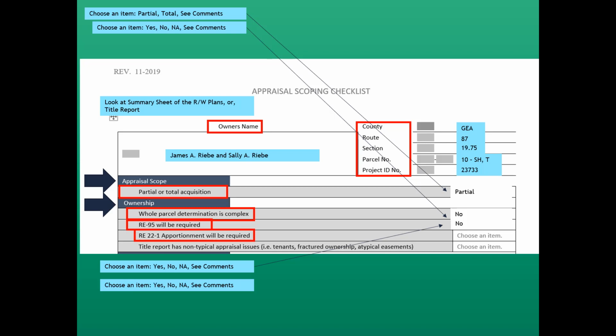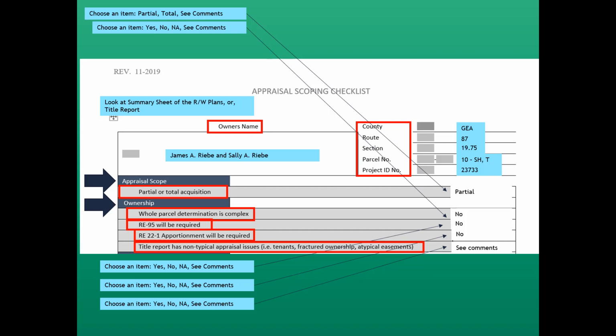The next one is title report, has non-typical appraisal issues, for example, tenants, fractured ownership, atypical easements. We've got the same choices for that one, and for that it's going to be see comments, because if you remember, the Rybys, who are the fee owners, do not control the gas and mineral rights. Those are owned by others, so there is fractured ownership. So we're going to have a comment that we'll probably insert in the explanation section. And that comment will be, the fee owner does not control the gas and oil rights. However, the SH taking does not affect those rights.